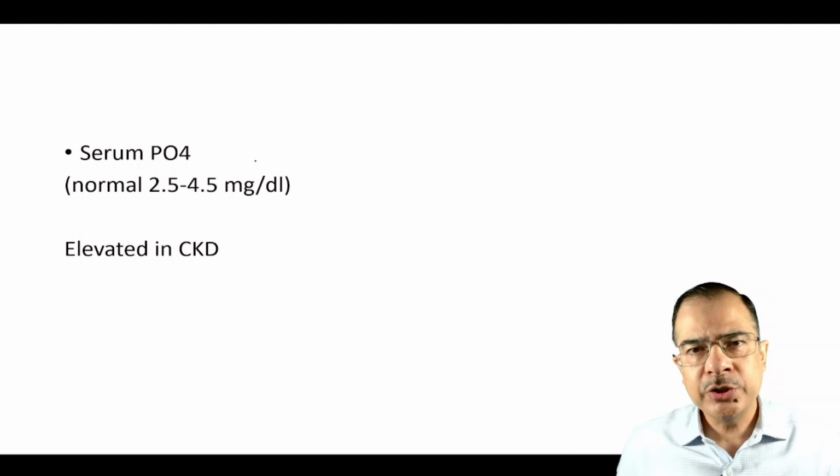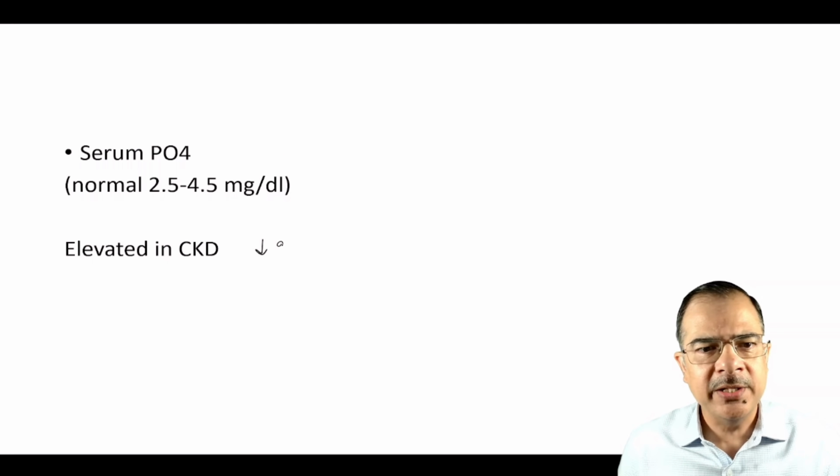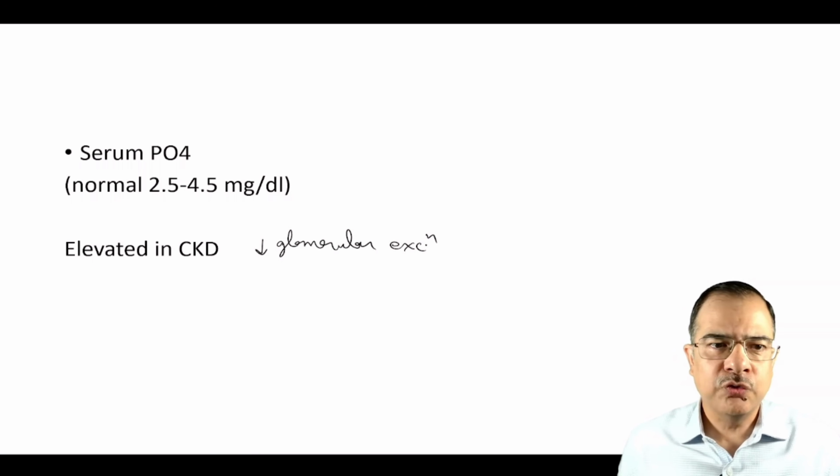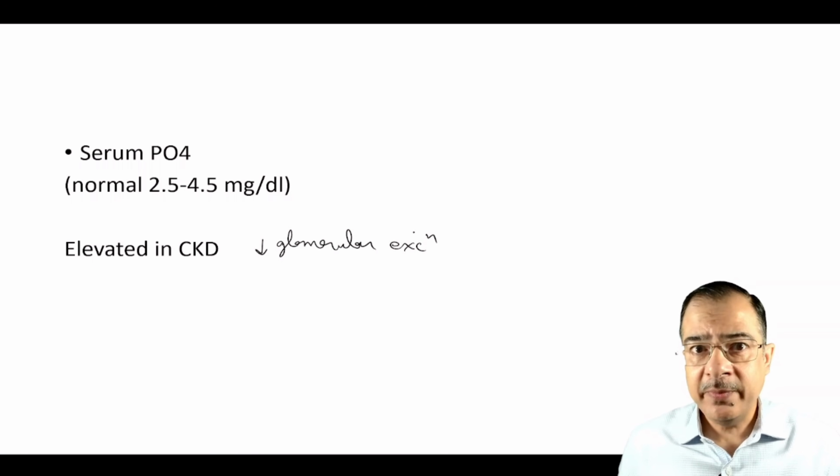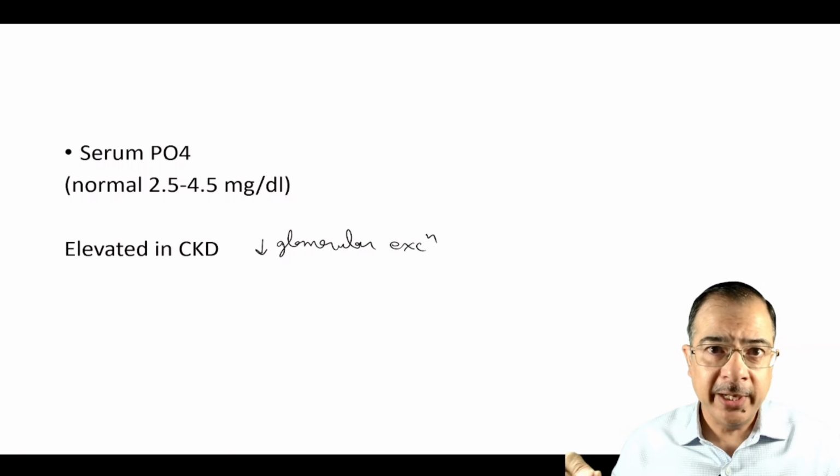Phosphorus normal range is 2.5 to 4.5, and it is elevated in CKD because of decreased glomerular excretion. So the level of phosphorus will be high, and this is very important because high phosphorus stimulates parathyroid hormone, and parathyroid hormone has a deteriorating effect on the bones.